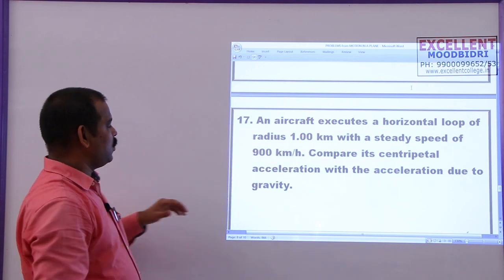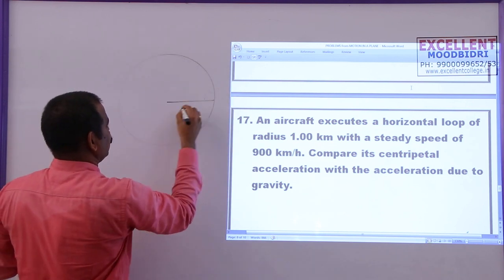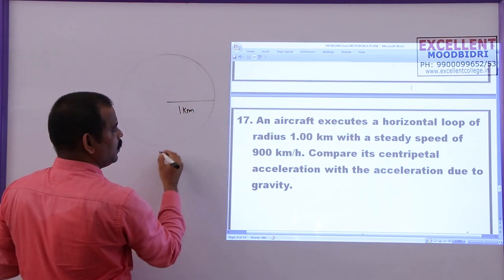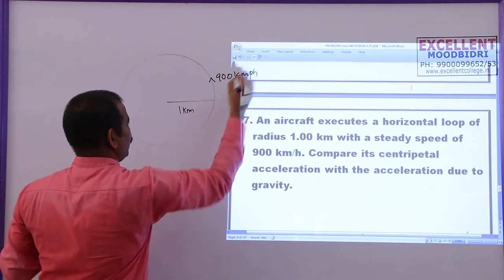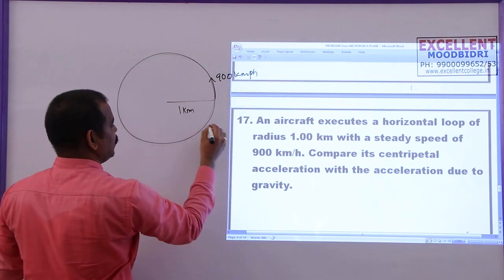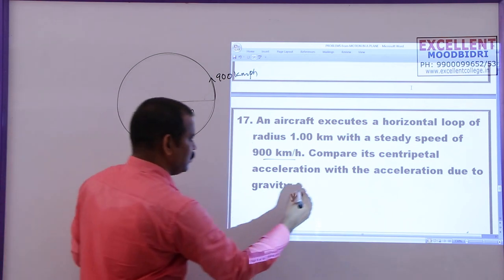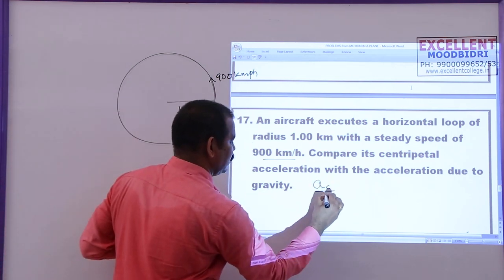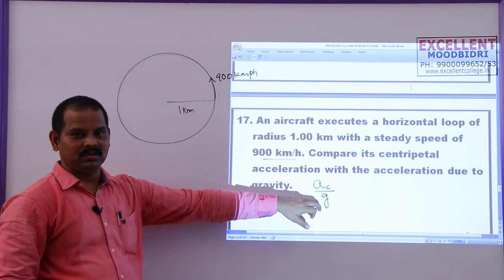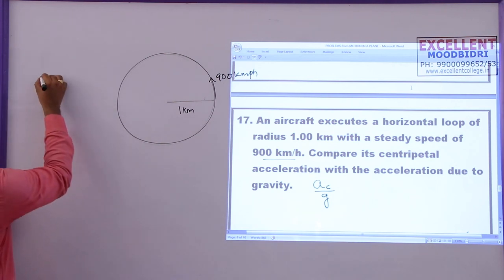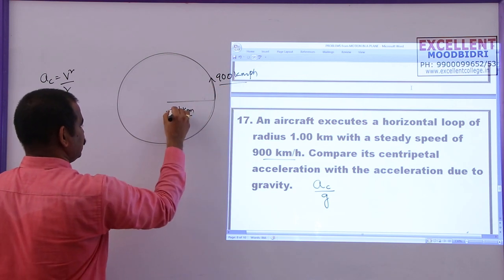An aircraft executes a horizontal loop of radius 1 kilometer. So it is moving in a circular path of radius 1 kilometer with a steady speed of 900 kilometers per hour. So this is moving in a circular path and the speed is 900 kmph. Compare its centripetal acceleration with the acceleration due to gravity, that is AC by G. First let me find out AC, because the G value we know is 9.8. So how to find AC? AC is equal to V square by R. V is given, R is given.